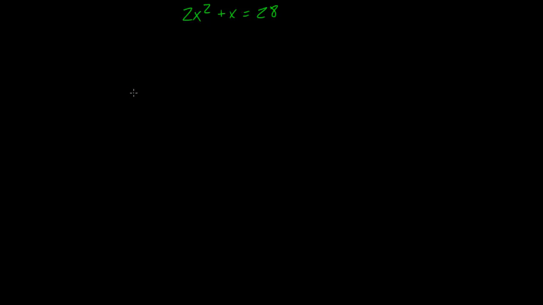So we're going to look back at example 3, and we're going to run through this fairly quickly. First, we have to do the same thing. We have to set one side equal to 0. So I'm going to go ahead and go through that step of subtracting 28. Subtract 28 will give us 2x squared plus x minus 28 is equal to 0.